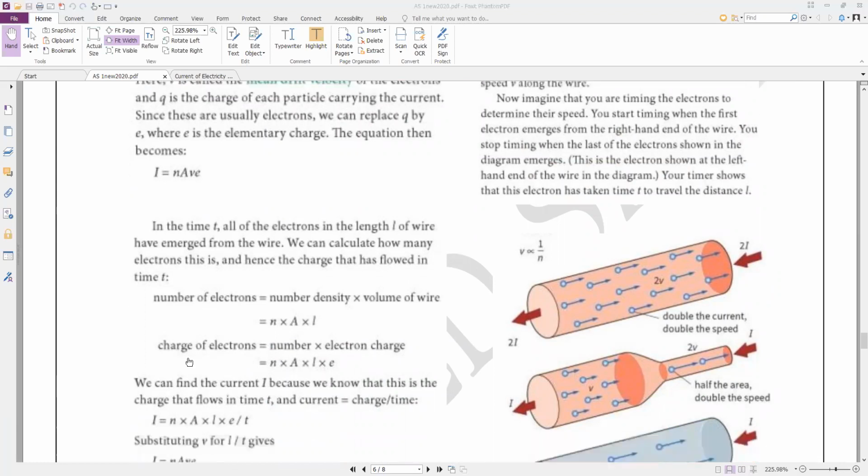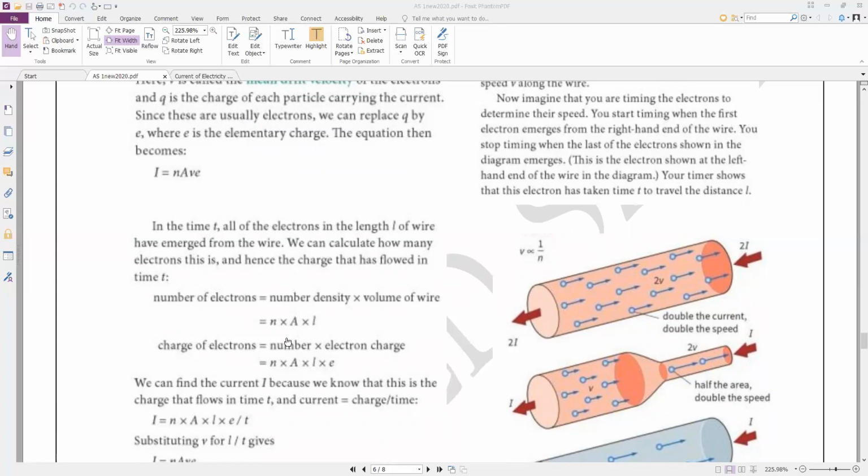Then we can calculate the charge of the electrons. How to calculate the charge of electrons? Charge equals the number of electrons multiplied by the electron charge. What is the electron charge? E. We know the number of electrons is the number density multiplied by volume. So nAL is the number, and the electron charge is E. So the charge equals the number of electrons multiplied by the electron charge.